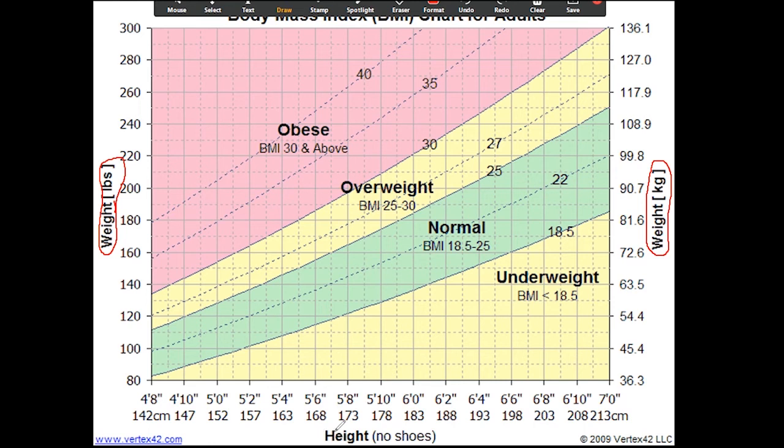And then how high it is. We still have centimeters and feet and inches here. So you just pick one of them. And then you make the lines meet in some area. If they meet in the blue color area here, anywhere in blue color, that means normal.